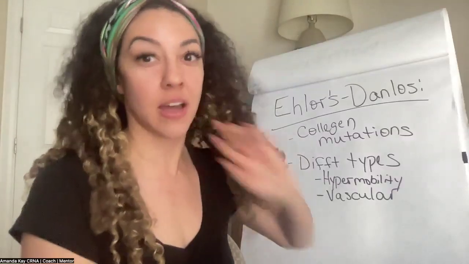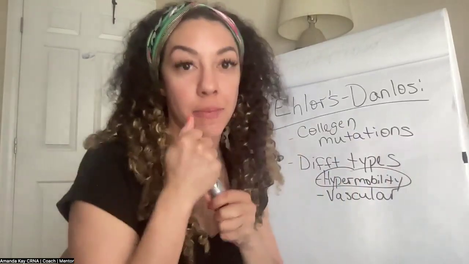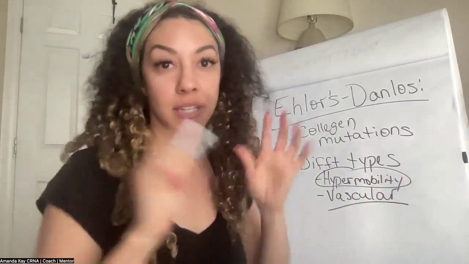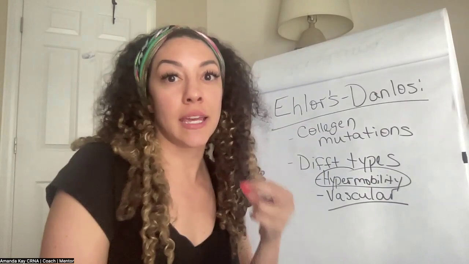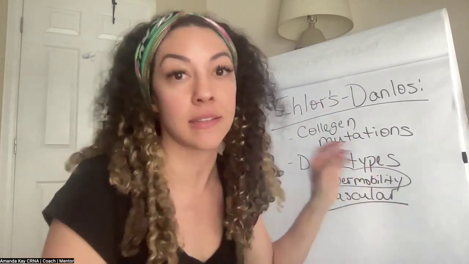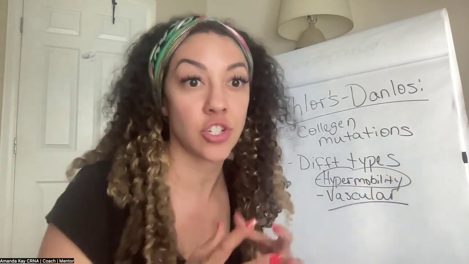But what I want to focus on here is the most common type is hypermobility. So that's the most common one you're going to see. And the scariest one is vascular, so I'll touch on that a little bit as well. So again, you have collagen mutations. A lot of times it causes hypermobility. It can also increase tissue fragility and permeability of the tissues that are affected.